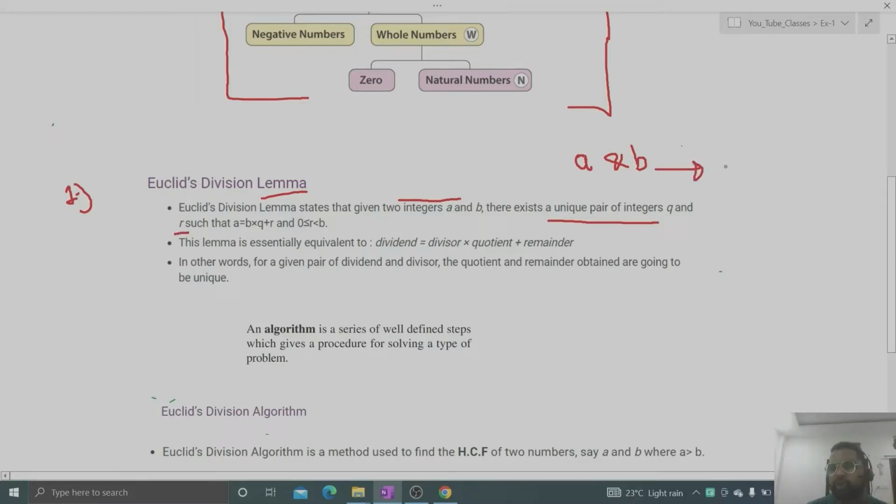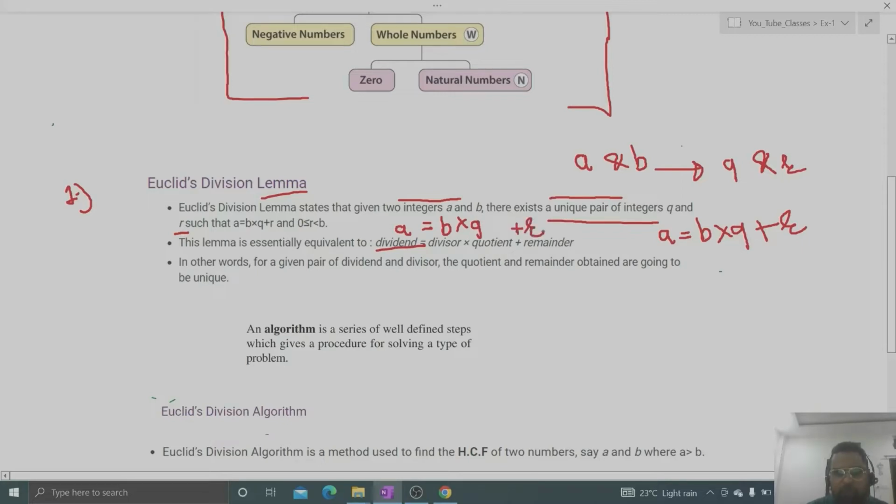we can represent a and b and q, r in the form a is equal to b into q plus r. It is very similar to dividend is equal to divisor into quotient plus remainder. Suppose a is our dividend, our divisor will be b, our quotient will be q, and our remainder will be r.